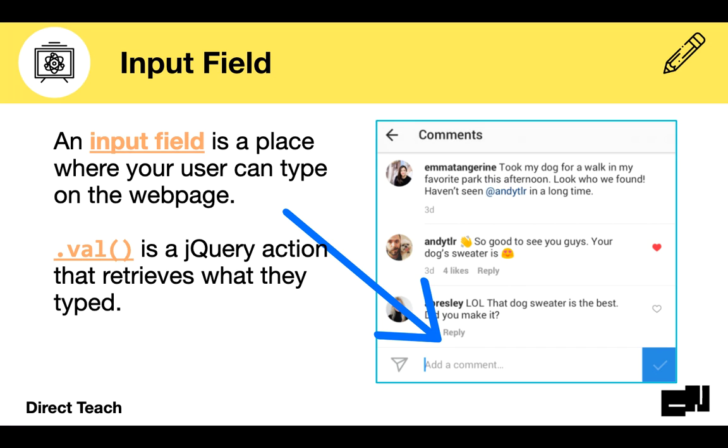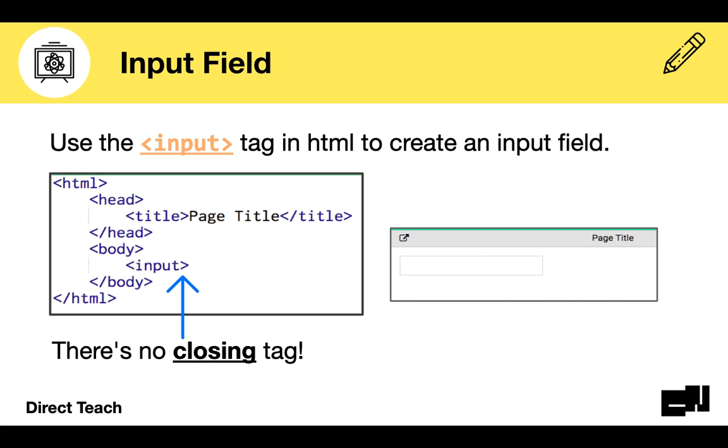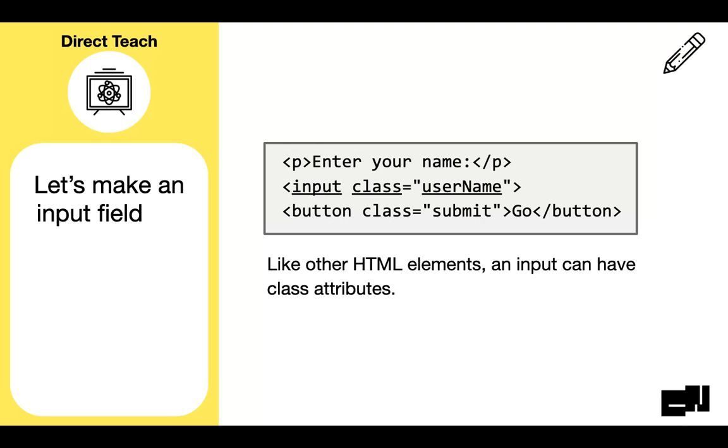So this is the first time that students will be making input fields. Input fields are where users can type onto the web page, and then .val retrieves the value of what was typed, and that's part of jQuery. So in order to make an input field, you actually just need to write input for the tag. There's no closing tag, there's no text in there, it's just input. You can also add classes, just like we can with something else, or IDs, or whatever you want to your inputs.